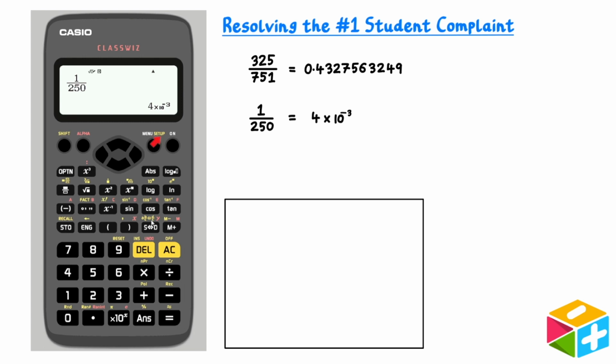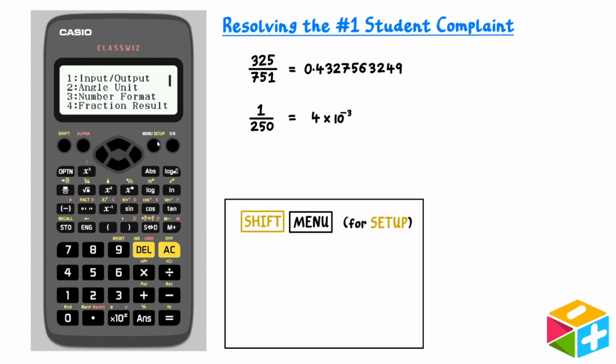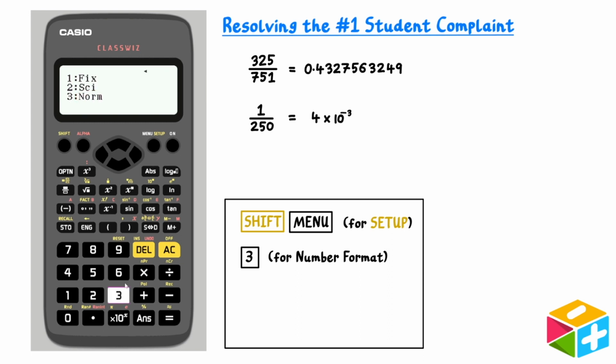To begin, we'll need to access the calculator's setup options. We'll do this by pressing Shift followed by Menu. From here, we need to select the number format option. We'll do this by pressing 3. In the next menu, we'll want to select Norm. To do this, press 3 again.